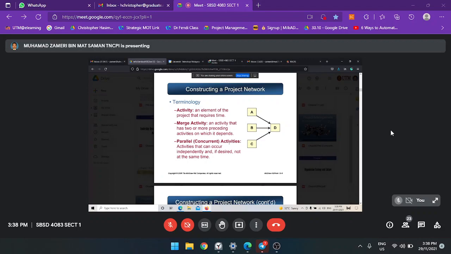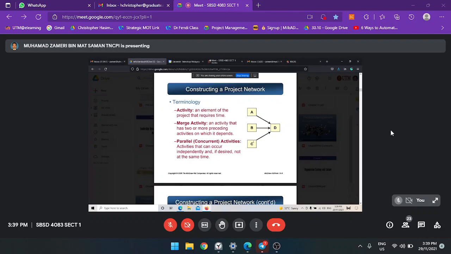Okay. The first type is activity on arrow. That means arrow represents activity. You see here A to D. Arrow here represents activity. And then another one, activity on node. That means all nodes here are activity. So A, node, activity. B, also activity. C, activity. So I only teach you the second technique only. That is activity on node.